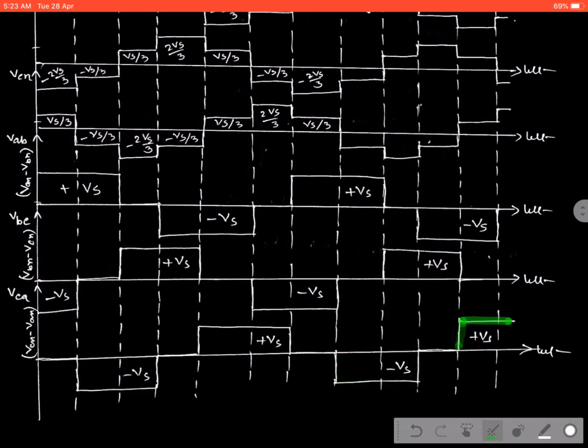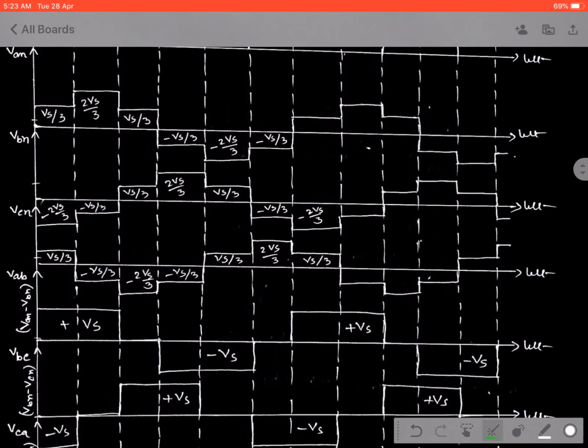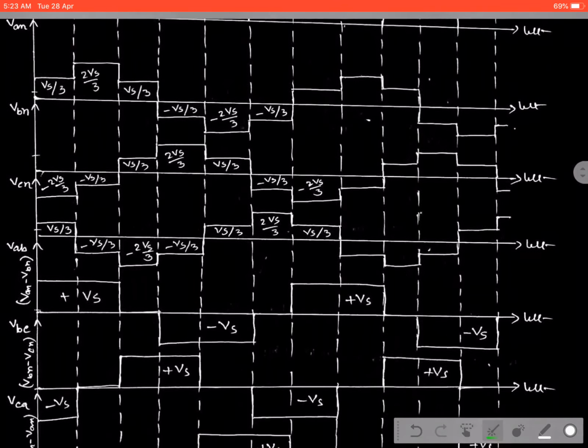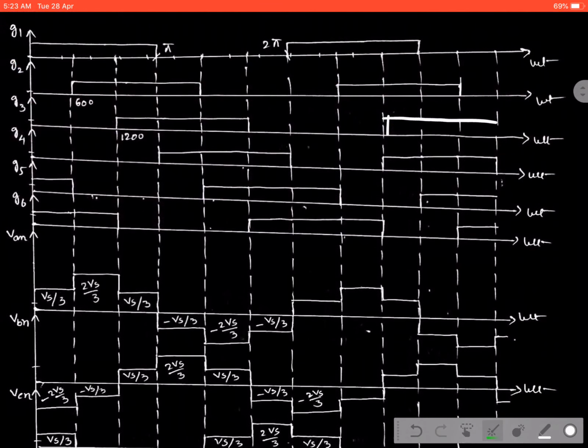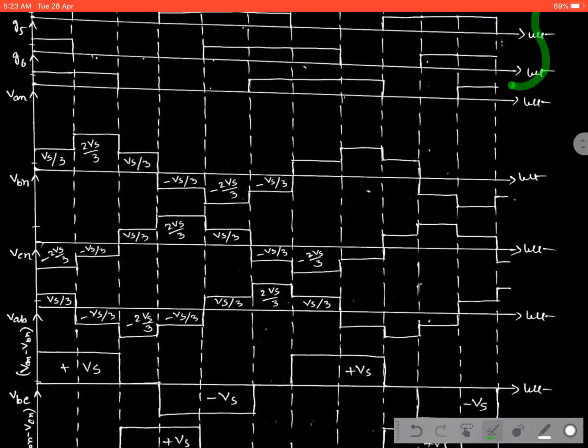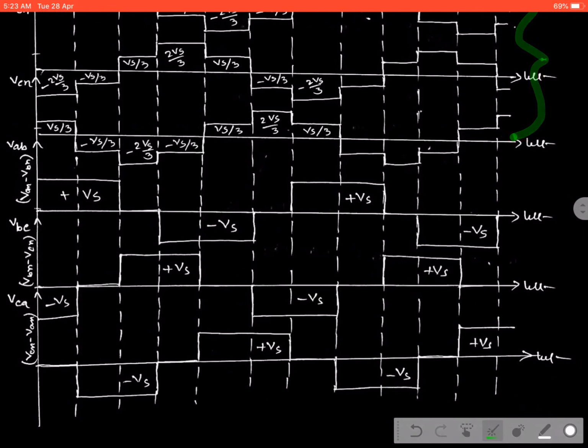So in this way we can draw all the waveforms. First, the gate pulses. These are all the gate pulses for the respective switches. Next, these are all the phase voltages and these are all the line voltages which are appearing across the load. Now the calculation part.